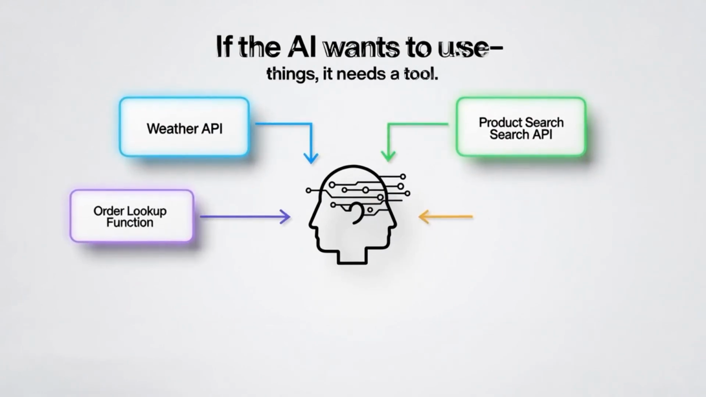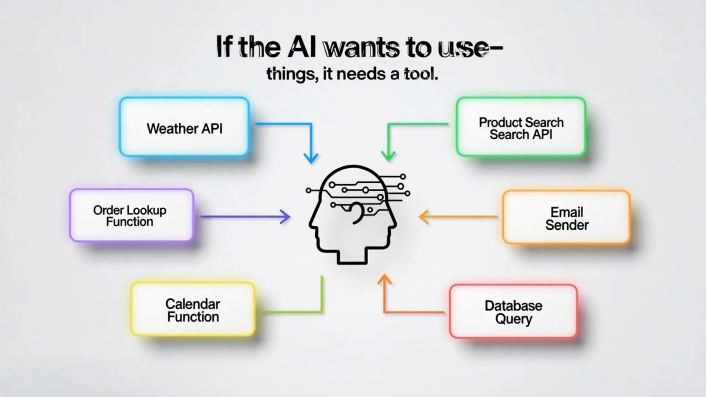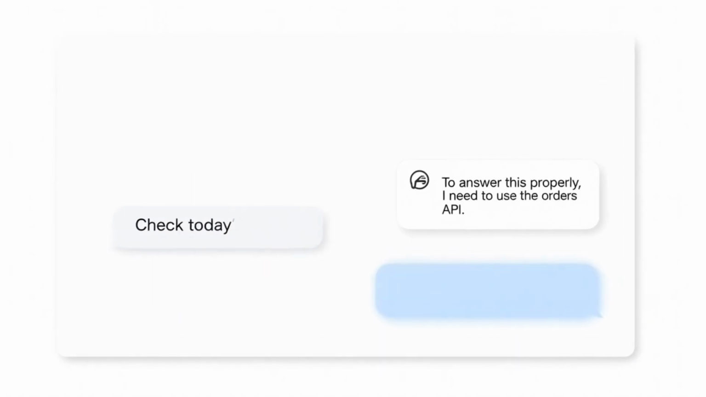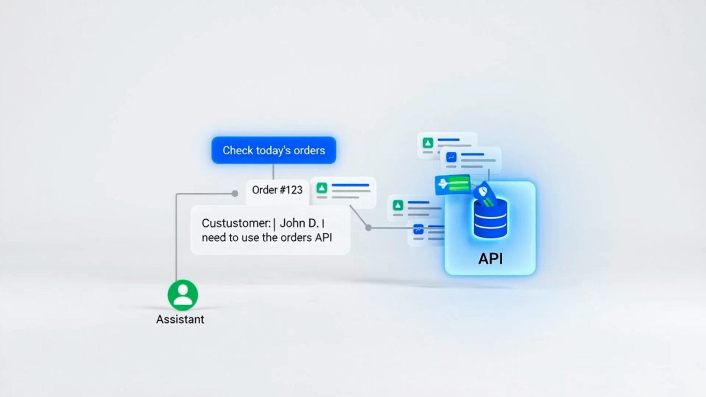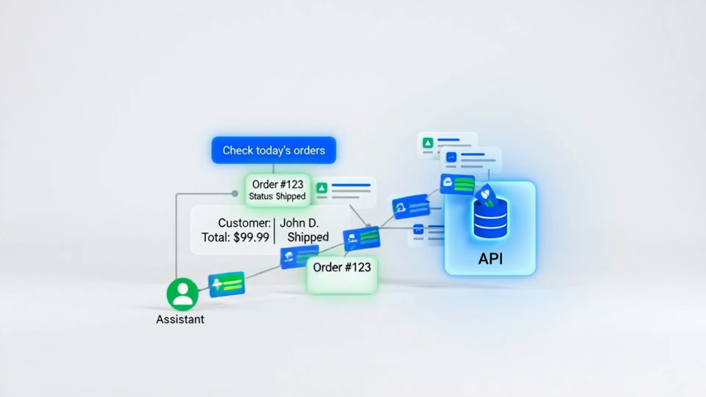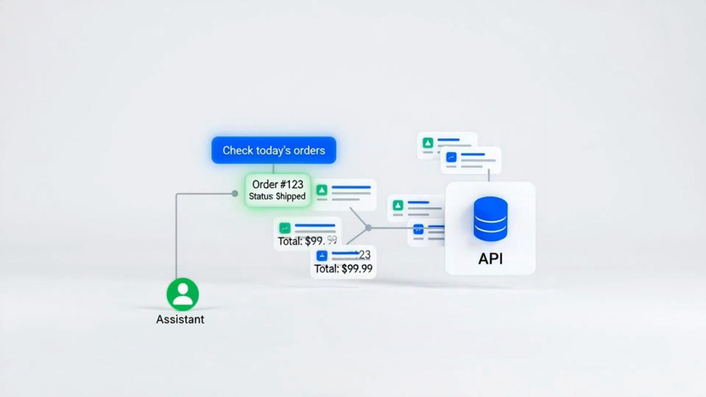So a tool could be a weather API, a product search API, an order lookup function, an email sender, a calendar function, or a database query. If the user says, "Check today's orders," the AI may decide, "To answer this properly, I need to use the orders API." Then it calls that tool. That is what tool calling means. A very simple definition is tool calling is when AI uses functions or APIs to do real tasks.